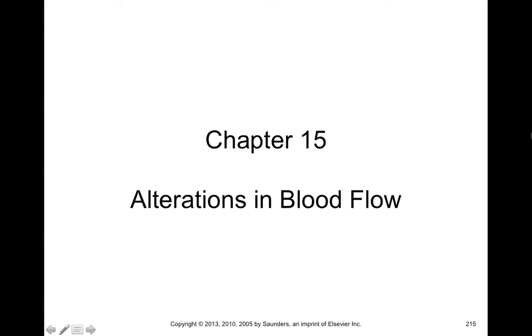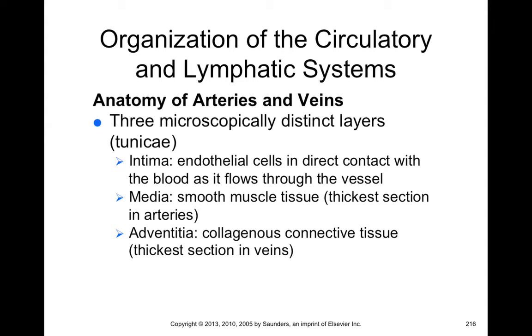Hey, so in chapter 15, we'll talk about normal blood vessels and blood flow, as well as alterations in blood flow. So we're going to first start out here talking about the anatomy of arteries and veins. And for both arteries and veins, they carry three microscopically distinct layers, or tunica.